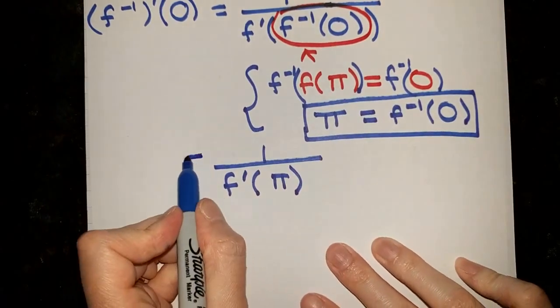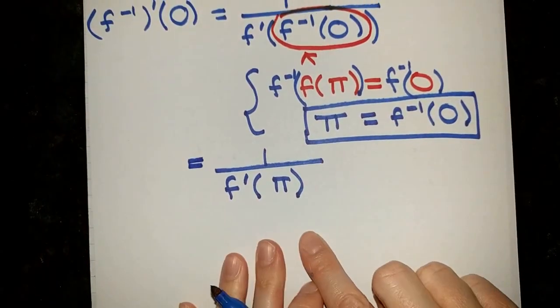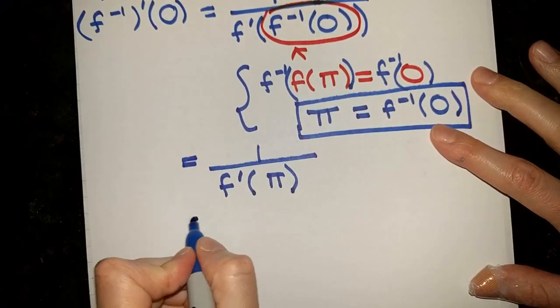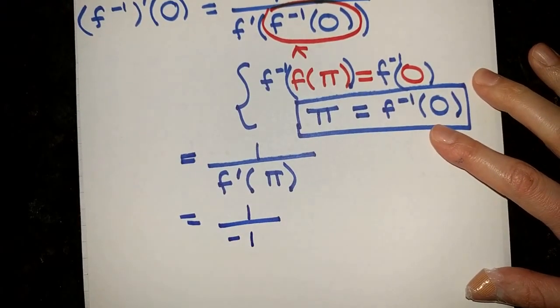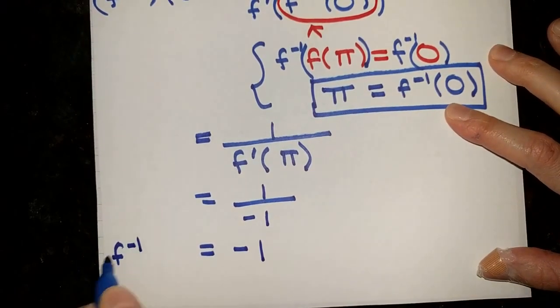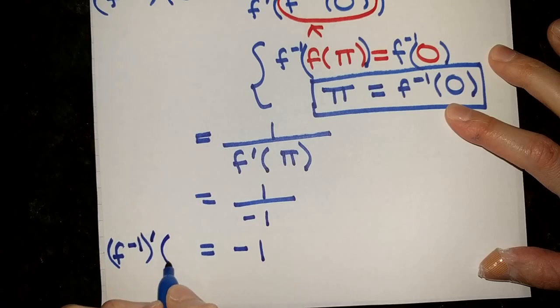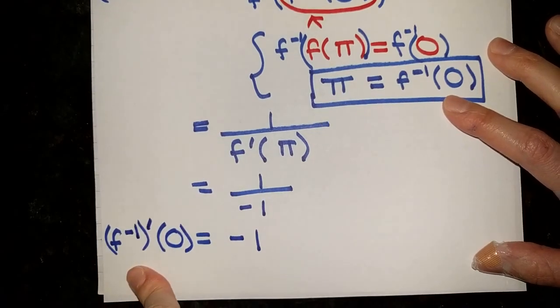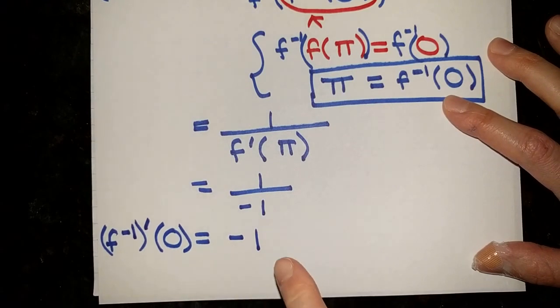Now, at that point, we just have to find f prime of pi. And again, they give you that information. They say f prime of pi is equal to negative 1. So you have 1 over negative 1, so you get negative 1. So that is our inverse function's derivative evaluated at 0. So the rate of change of our inverse function at x equal to 0 is negative 1.